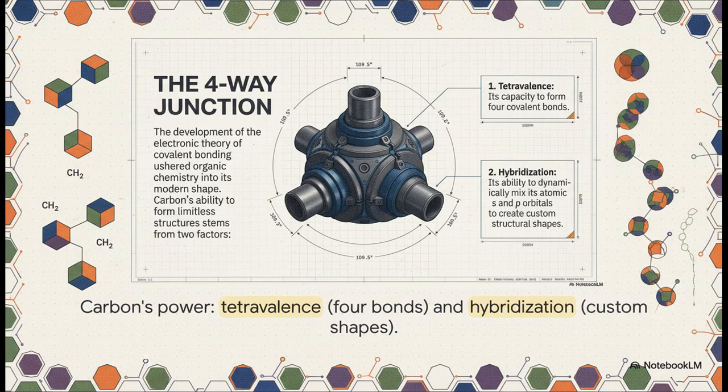So here's the bottom line. Carbon basically has two superpowers. First is something called tetravalence. Tetra just means four. It means carbon can form four super strong, super stable connections, all at the same time, which makes it the ultimate Lego brick for building molecules. And its second power is hybridization. And this is its truly amazing trick. It can literally mix up its own electron clouds, what we call atomic orbitals, to create custom-shaped connectors, perfect for building any structure it needs.